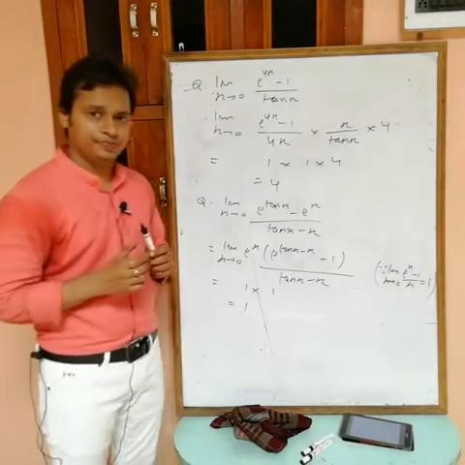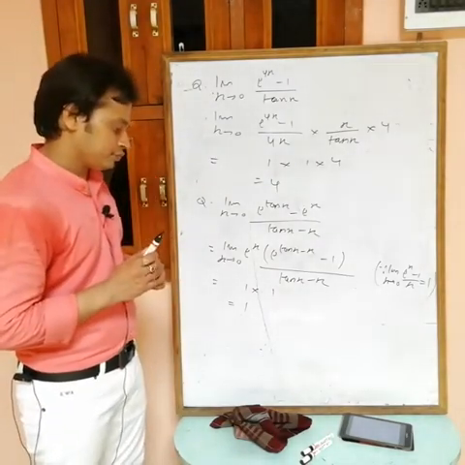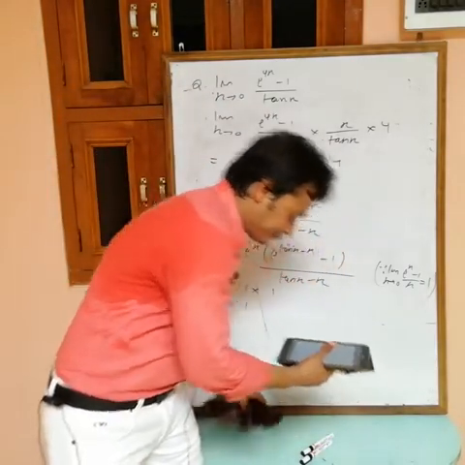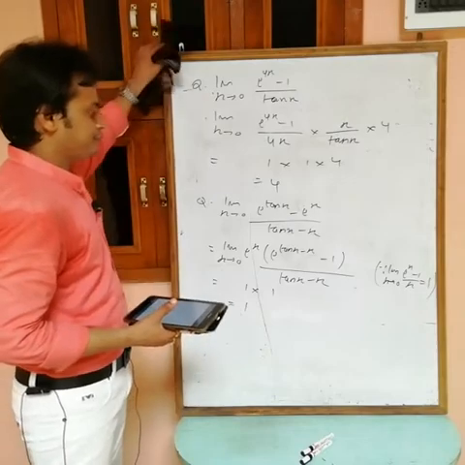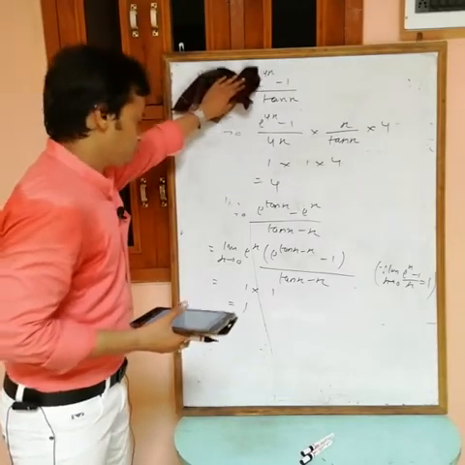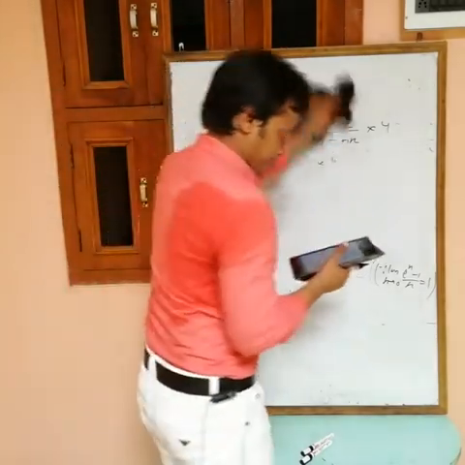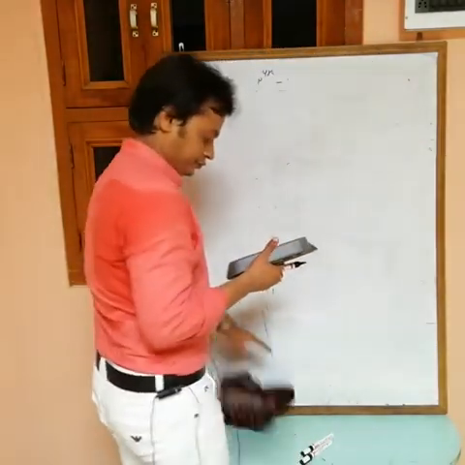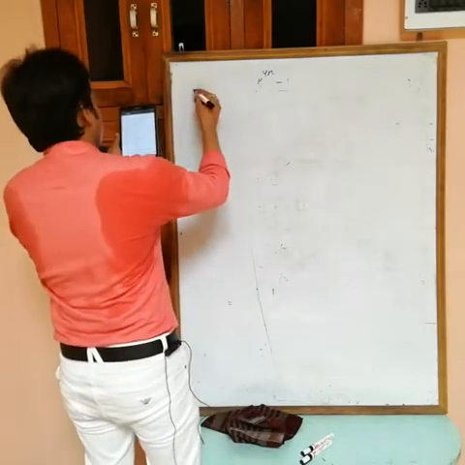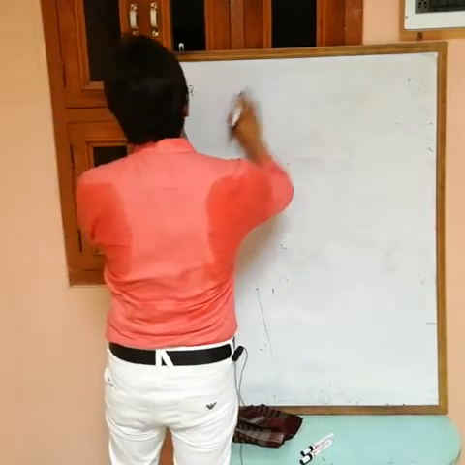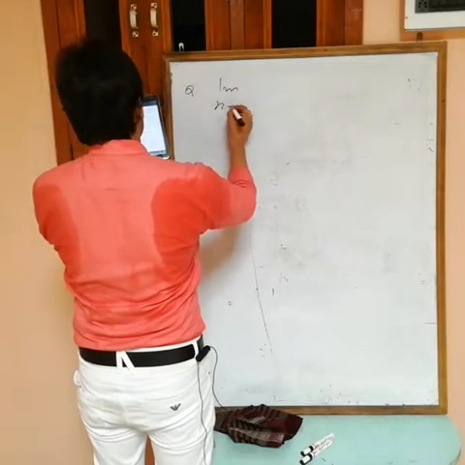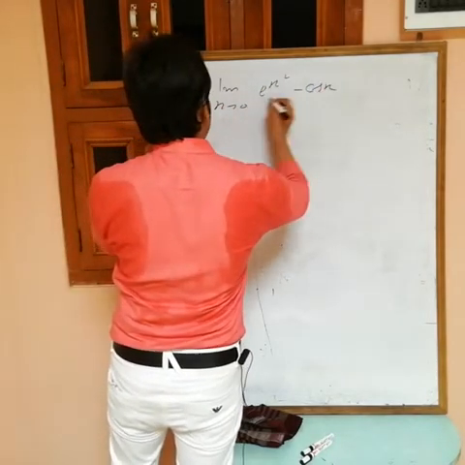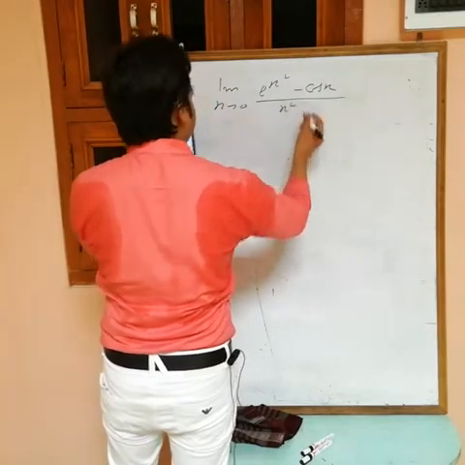In this way. Okay, right, next. Next question is limit x tending to 0 of (e^(x²) - cos x)/x².